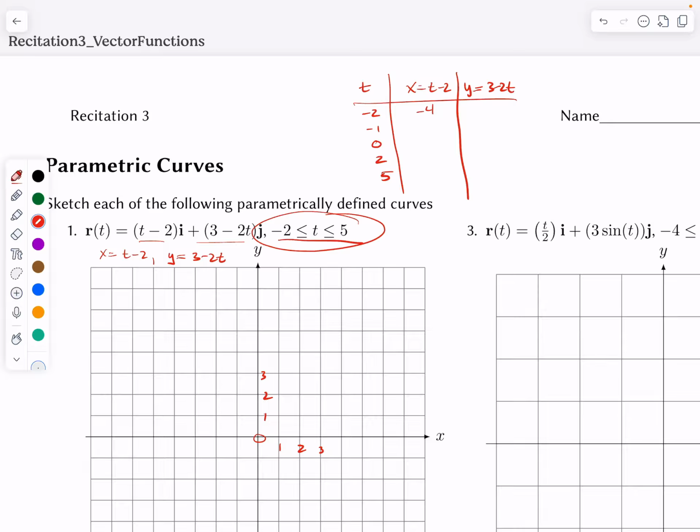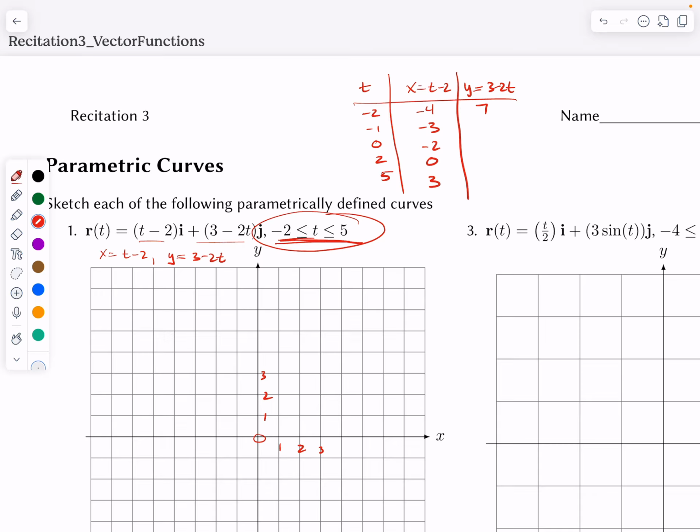For t equals -2, you get x equals -4, and y is equal to 7. Yeah, 3 minus 2 times -2 is 7. When I plug -1 into this function, I get -3 for x. Maybe I'll just do the x values first. Probably be more efficient. And then this will be 3. So there's my x values for these particular values of t. Once again, nothing magical about those other than they're in the range of values that I'm interested in.